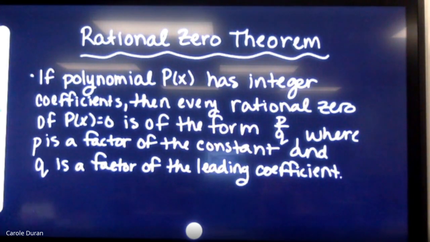So if we have a polynomial p of x that has integer coefficients, then any and every rational zero that polynomial has will be of the form p over q, where p is a factor of my constant, which is the number on the end, and q is a factor of my leading coefficient, which is the number on the front.